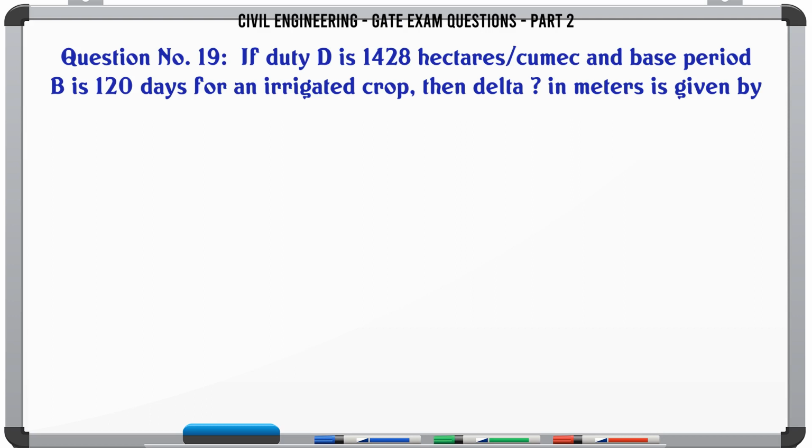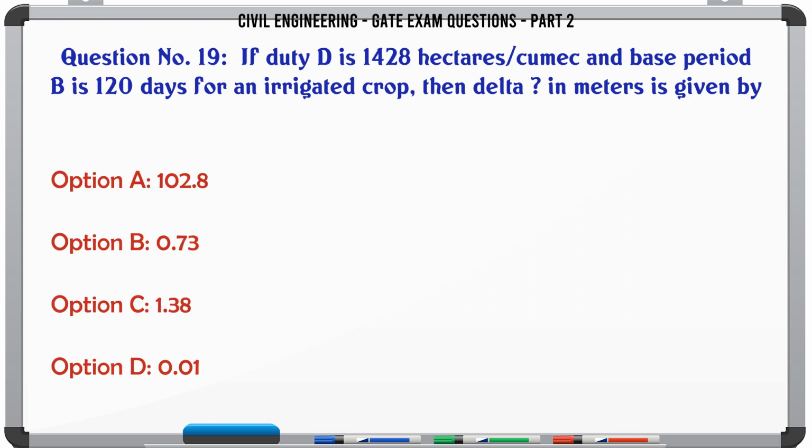If duty D is 1428 hectares per cumec and base period B is 120 days for an irrigated crop, then delta in meters is given by A. 102.8, B. 0.73, C. 1.38, D. 0.01. The correct answer is 0.73.